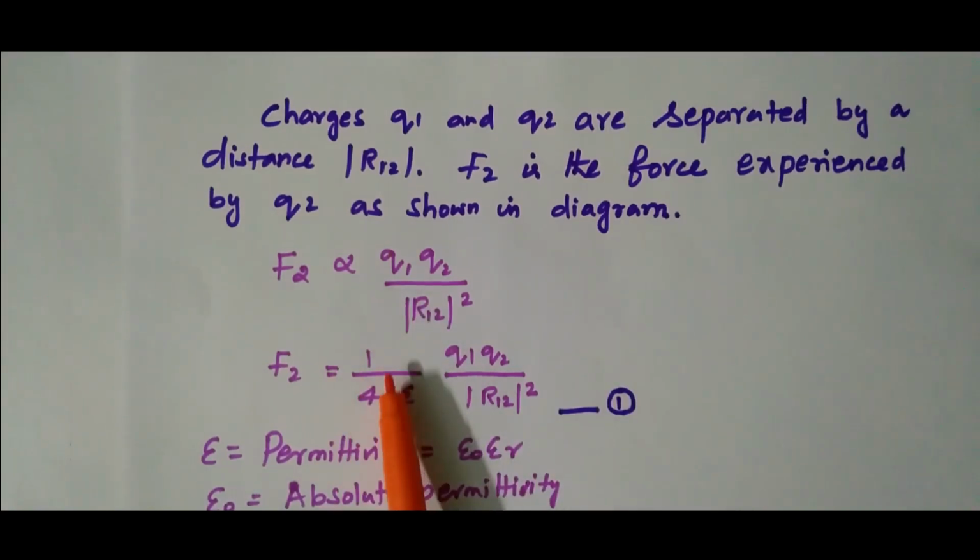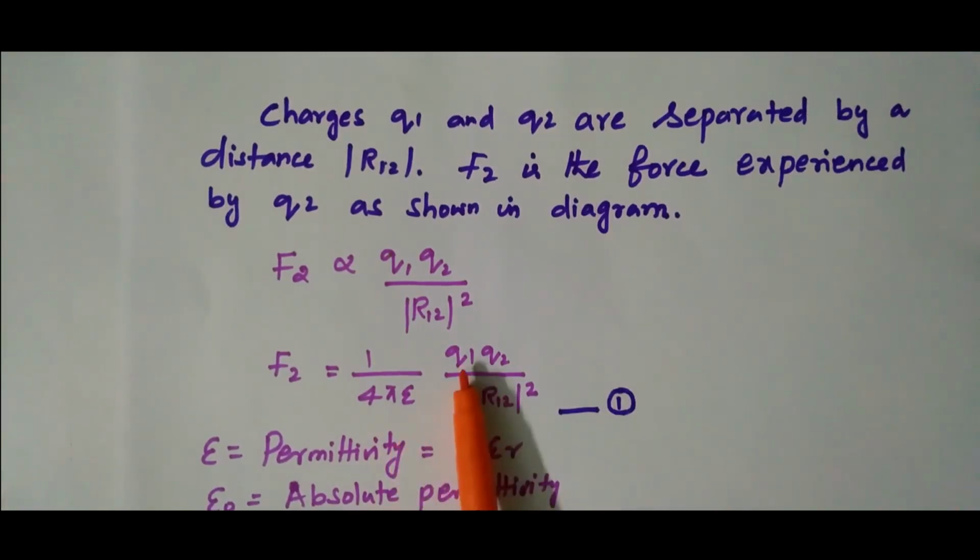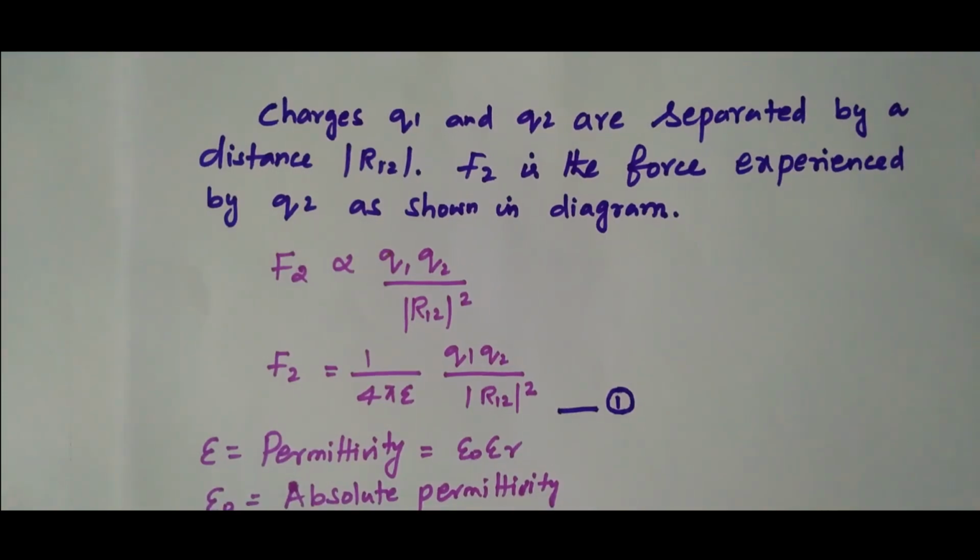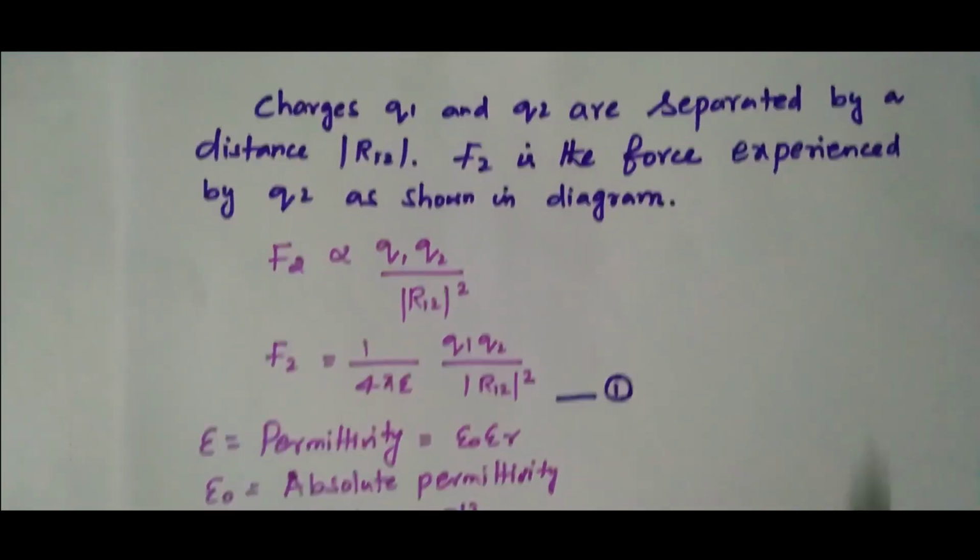While equating, we need to introduce one constant, 1 divided by 4 pi epsilon, times Q1 Q2 divided by R12 square. What is this epsilon? Epsilon is the permittivity. What is permittivity? The electrical energy storage factor of any medium is given by the permittivity. That is epsilon naught and epsilon r. What is epsilon naught? Absolute permittivity. That is a constant, 8.854 into 10 to the power minus 12.